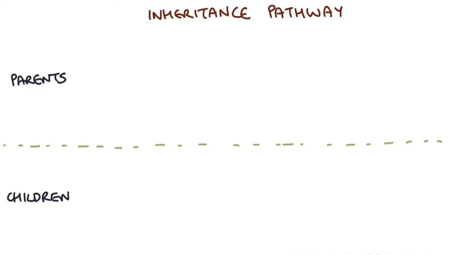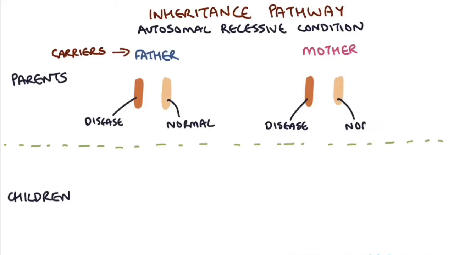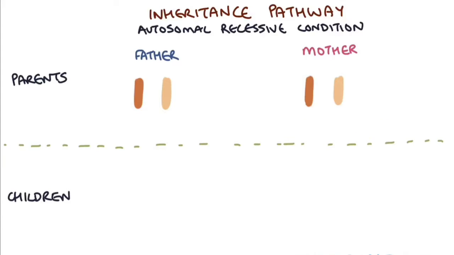Firstly, let's consider both parents are carriers of an autosomal recessive condition. Each parent has one disease gene and one normal gene. And as a result, they do not have the disease, but they do have the potential to pass the disease on to their children. So let's label the copies of the gene that could be inherited from the parents as copy 1 and copy 2 from the father, and copy 3 and copy 4 from the mother. There's always 4 possible outcomes to the inheritance of this specific gene.